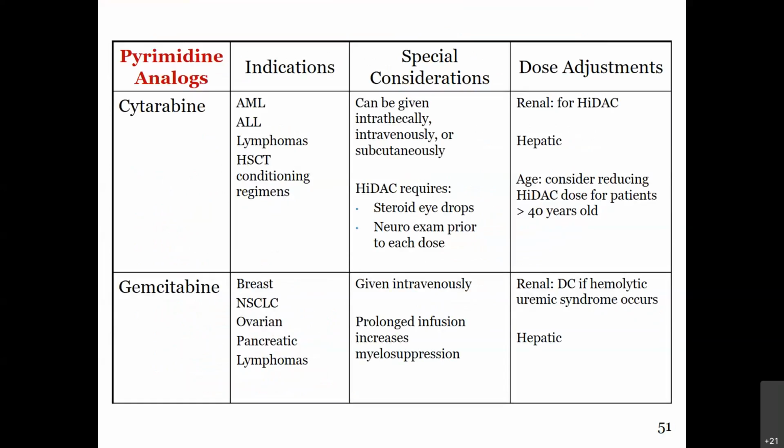The one thing I did want to point out on this summary slide is with gemcitabine, we usually administer this drug over 30 minutes, and it has been found that prolonging the infusion time to greater than 60 minutes can significantly increase myelosuppression, so just something to be aware of.